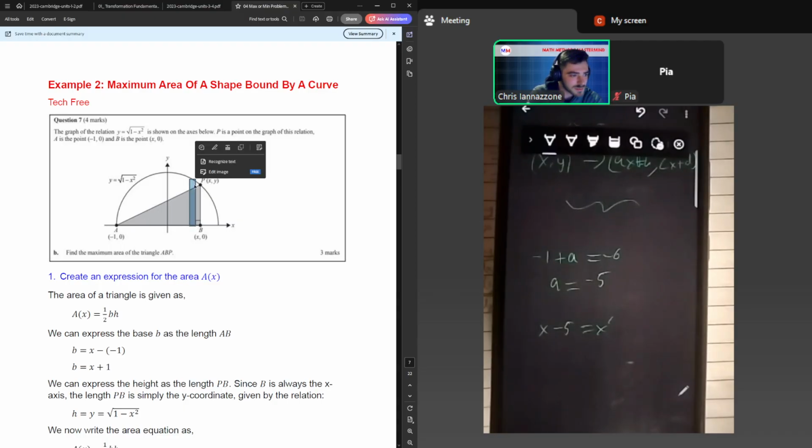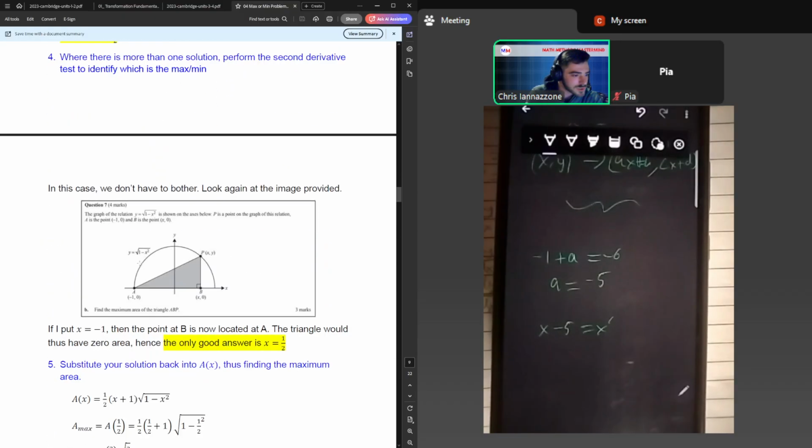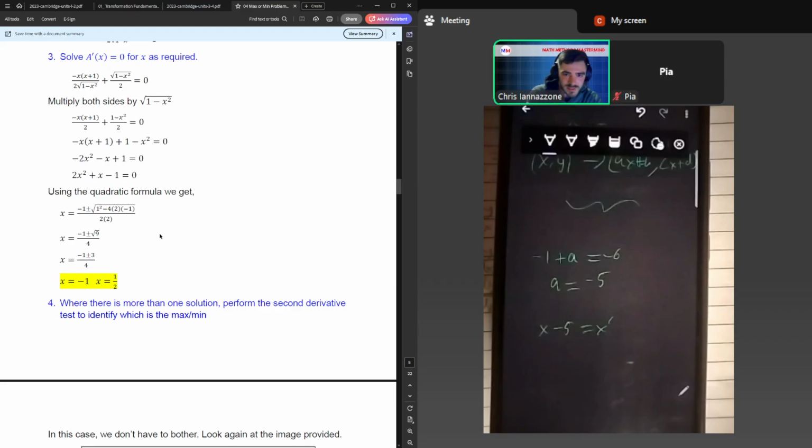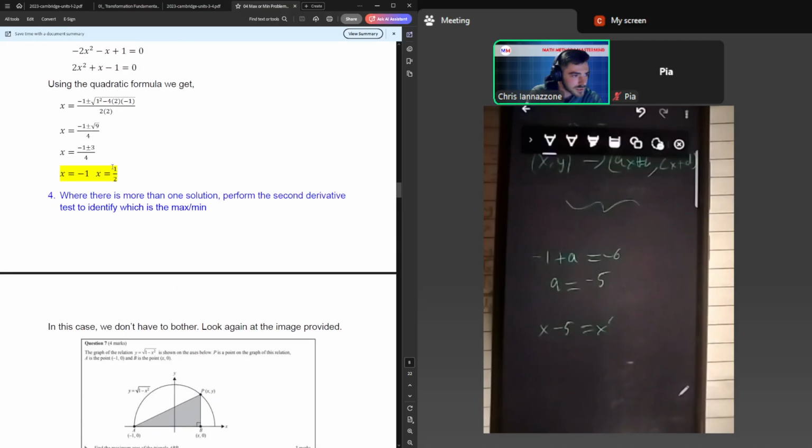You could literally just say, yep, okay, if I put x equals a half there, it's obviously going to make it bigger than if I put it here. There's like no triangle there. Now, if for whatever reason you don't see that, you can do double derivative stuff to figure it out, right?